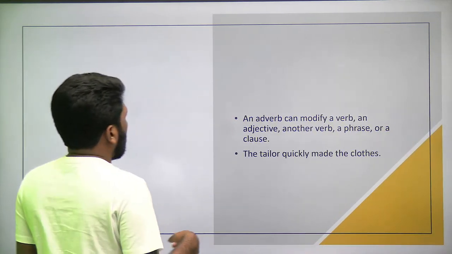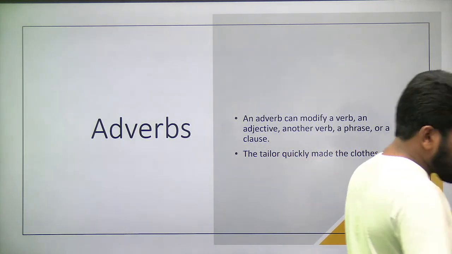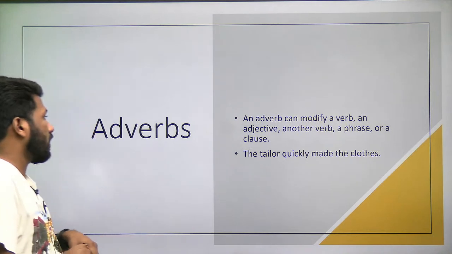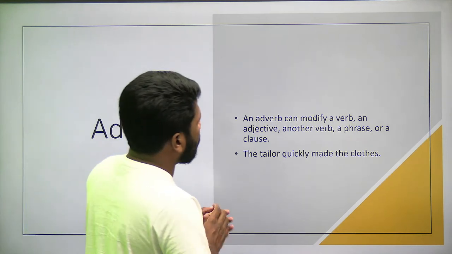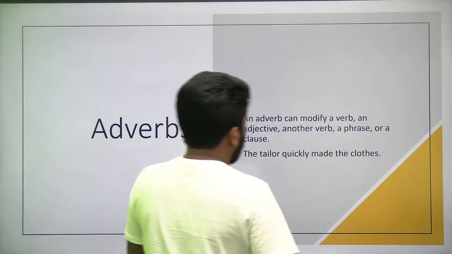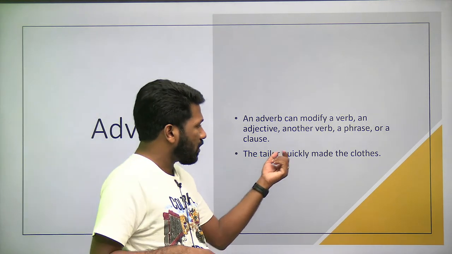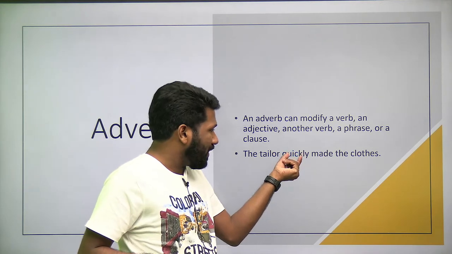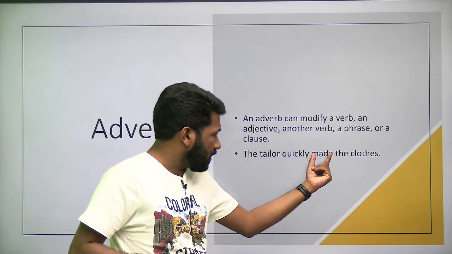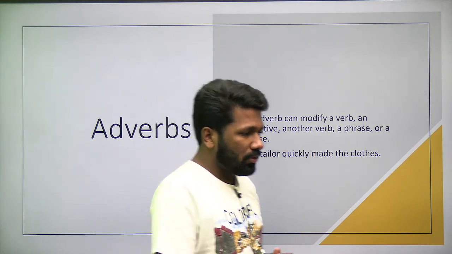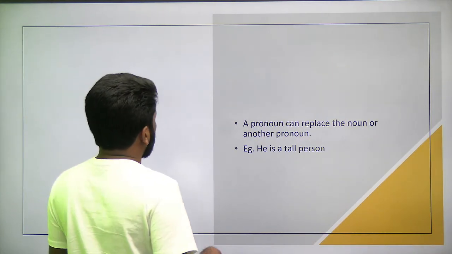And what is an adverb? Very fast we will discuss parts of speech, and then I will discuss some practical aspects in questions, how you can understand a question better and answer faster. Adverbs are words that modify a verb, adjective, another adverb, a phrase or a clause. That means it qualifies a verb. For example, Taylor quickly made the clothes. There quickly is qualifying how he made. So the made is qualified by quickly. So that is an adverb. Yes Shruti, doing words is verb.